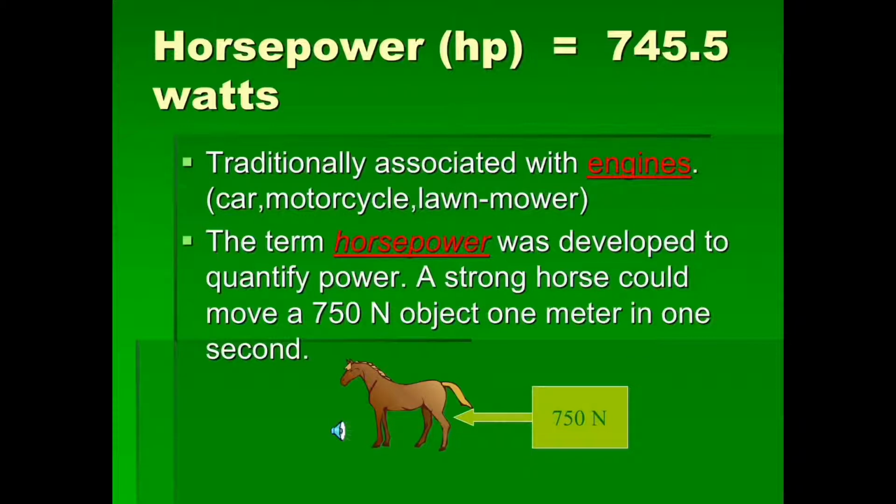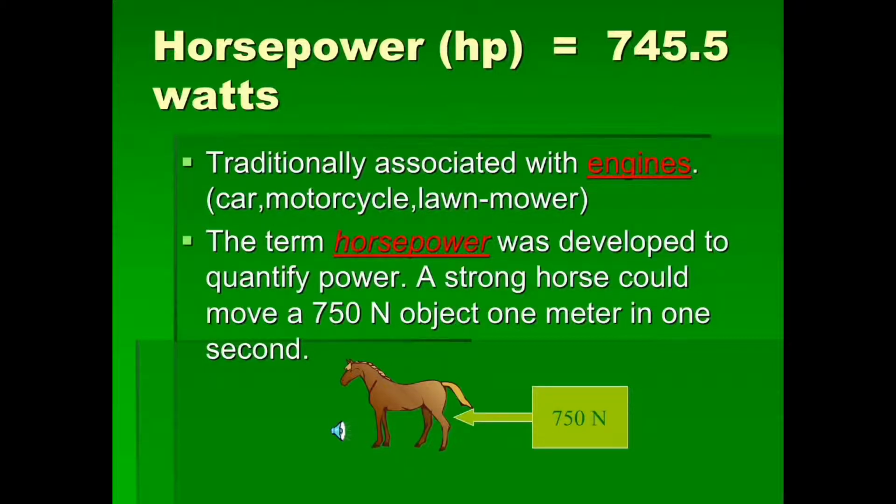Now, we're going to talk about horsepower. And you guys have probably heard of this when it comes to talking about cars, lawnmowers, anything that has an engine. But the term horsepower was developed to quantify power. It was so people could get a better idea and kind of depict in an easier way how much power was being exerted, how much power something has. So a strong horse could move a 750 Newton object 1 meter in 1 second.